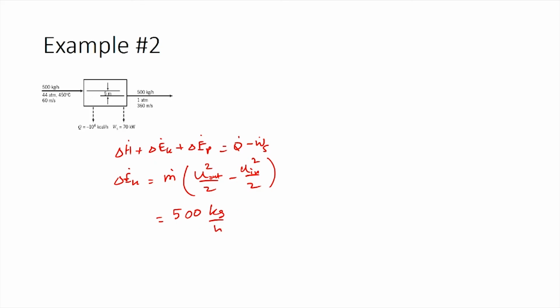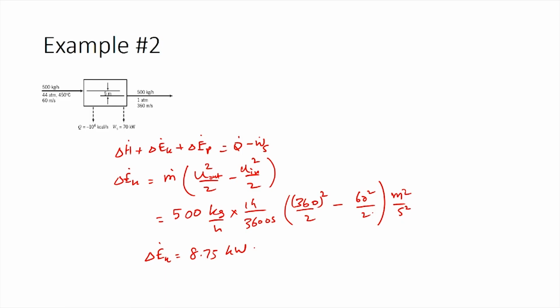So, this needs to be converted to kilograms per second, because we have the velocities in terms of meters per second. So, this would be 1 hour in 3600 seconds times u out squared, which is 360 squared divided by 2. So, the units would be meter squared per second squared for both. So, this would be 60 squared divided by 2 in the units of meter squared per second squared. So, performing these calculations, we can get delta Ek dot as 8.75 kilowatts. So, which is kilojoules per second, which I have represented as kilowatts.